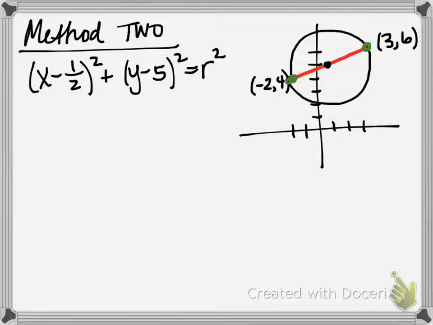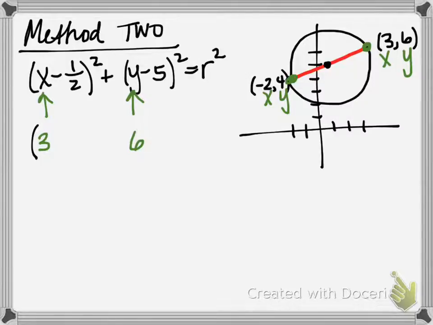So for example, if I look at 3, 6, that's an x value and a y value. That should make this equation true. So by doing just substitution for x and y, we can then solve for the radius, and you don't have to do the distance formula. So I'm going to substitute 3 in place of x and 6 in place of y. And now, of course, you could have substituted -2 and +4. That's entirely up to you. It doesn't matter which one you choose.